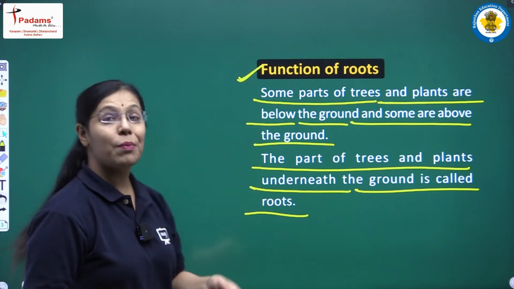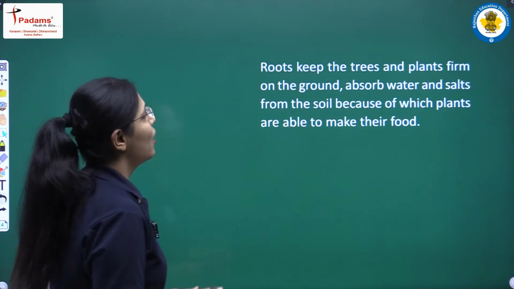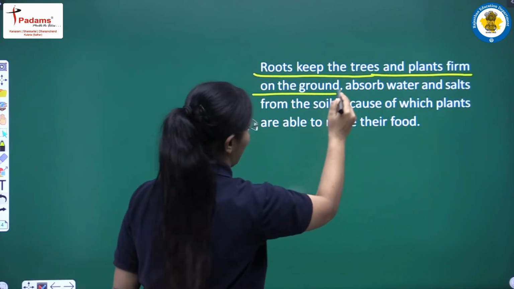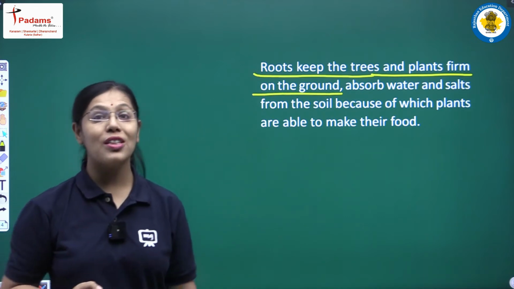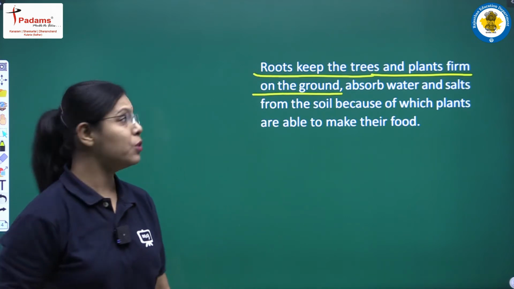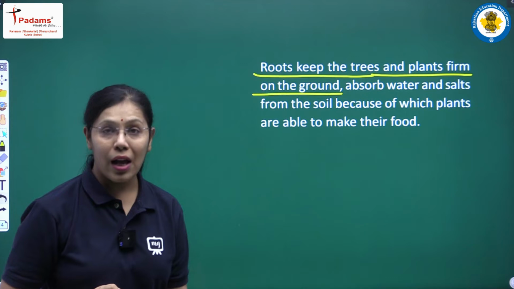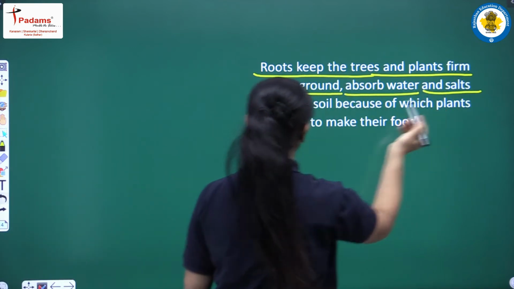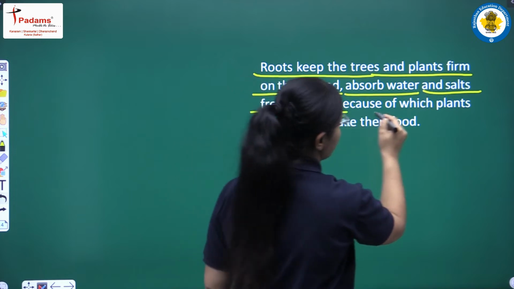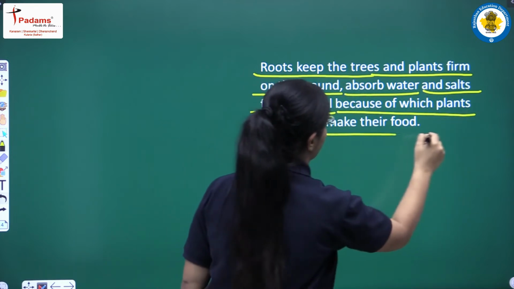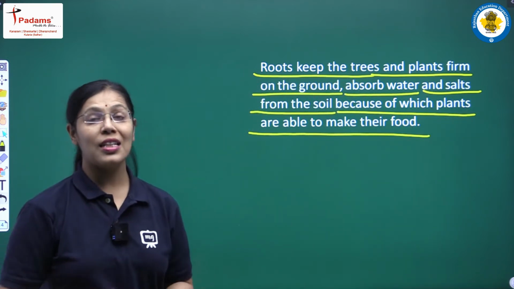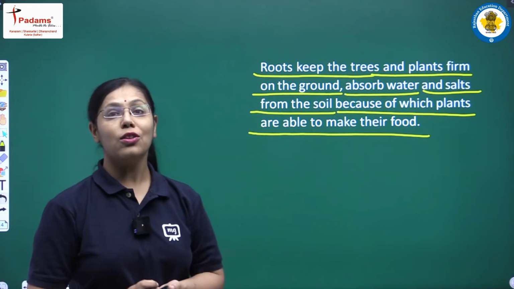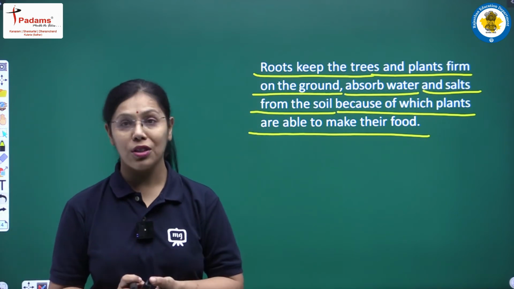So let's talk some more things about roots. Roots keep the trees and plants firm on the ground. Now we are talking about the specific functions of roots. They keep the trees and plants firm on the ground, absorb water and salts from the soil, because of which plants are able to make their food. So these are a very important part of plants actually. You are going to see the important functions of roots.